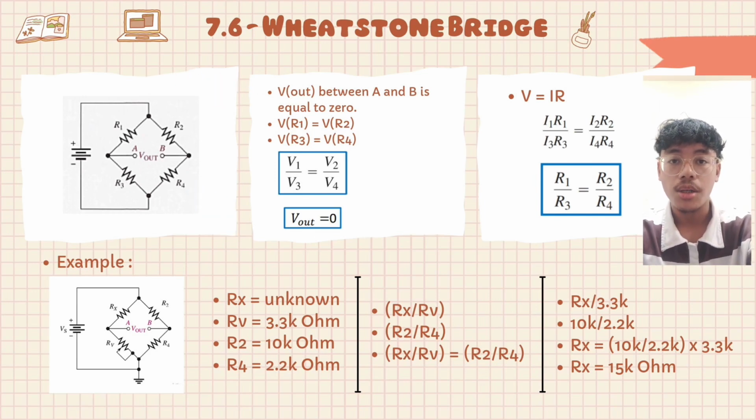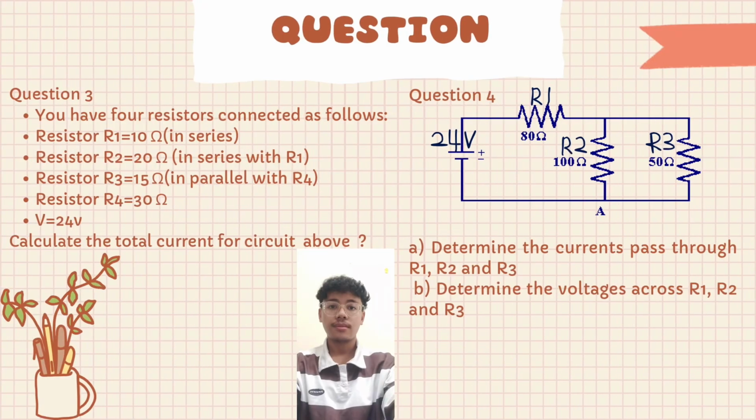And how do we calculate values of resistances in a circuit with Wheatstone bridge? We have to use the formula V1 over V3 equals V2 over V4. We could apply Ohm's law in this situation, where V equals IR, which will be I1 R1 over I3 R3 equals I2 R2 over I4 R4.